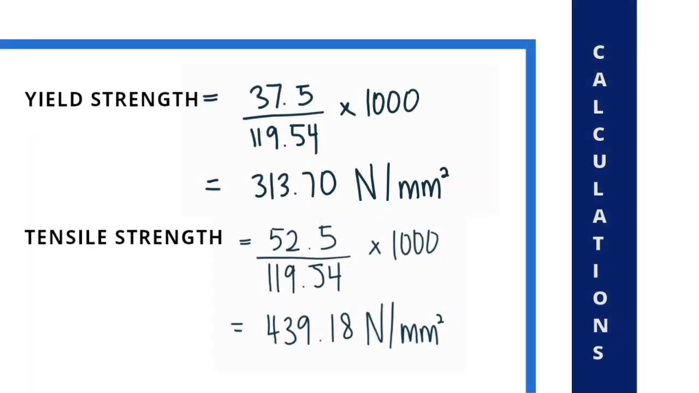So as you can see here, it's the yield strength. We take 37.5 and we divide it by 119.54 and times it by 1000. Why do we have to times it by 1000? Because we need it in Newton, not kilonewton. So we do the calculation, we get 330.70. Then next, tensile strength. We take 52.5 divided by 119.54 and times it by 1000, and then we get 439.18 Newton per millimeter squared.